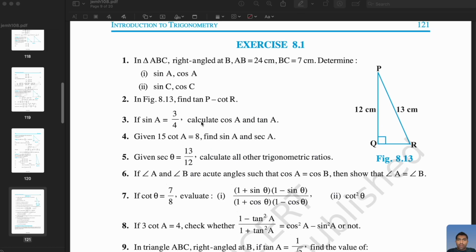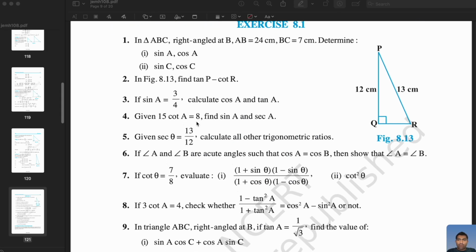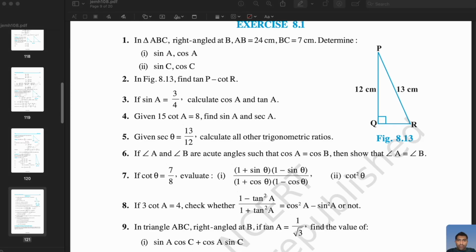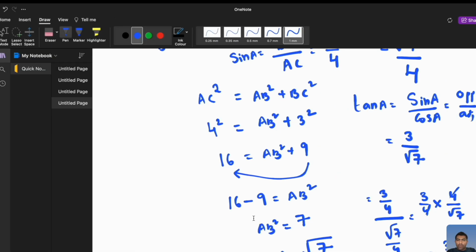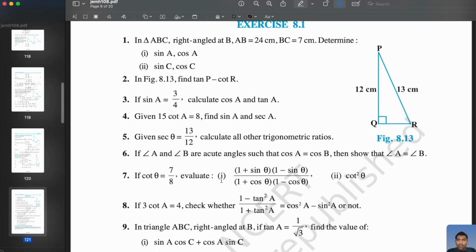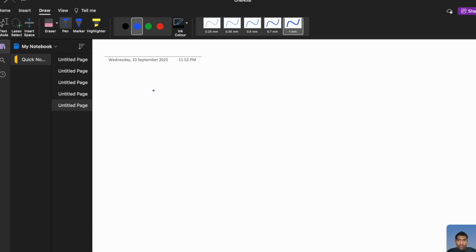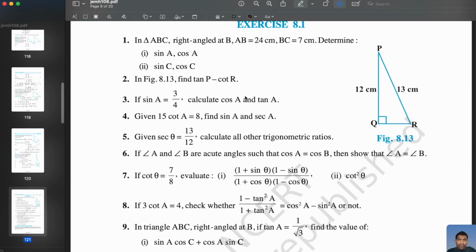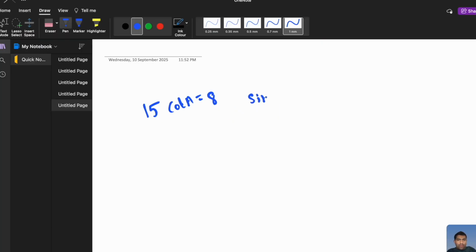Okay. Fourth problem from exercise 8.1. Given 15 cot A is equal to 8, find sin A and secant A. So what did he give? 15 cot A is equal to 8. And we need to find sin A and secant A.